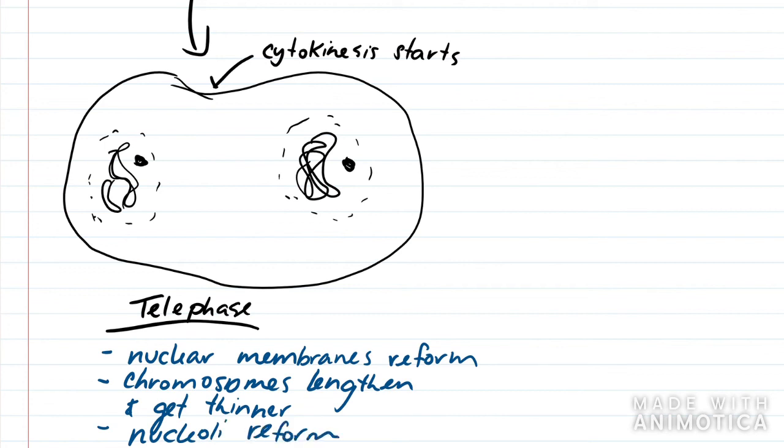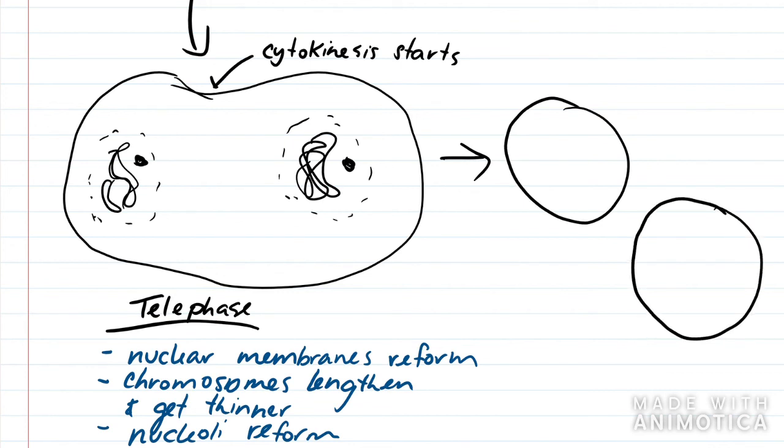And the last part of the cell cycle, remember, was cytokinesis. So once cytokinesis occurs, we end up with just two identical cells.